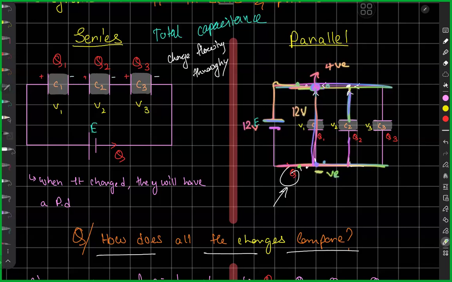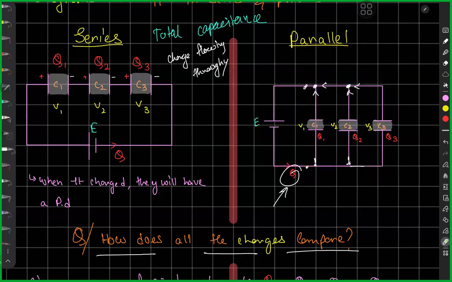Same over here. Net positive charge, same as the positive side of the cell, and net negative charge, same as the negative side of the cell. So the potential difference across this is also 12 volt. That's what's happening. So V1, V2, V3 is equal to E, and Q1 plus Q2 plus Q3 is equal to Q. Did you understand that?